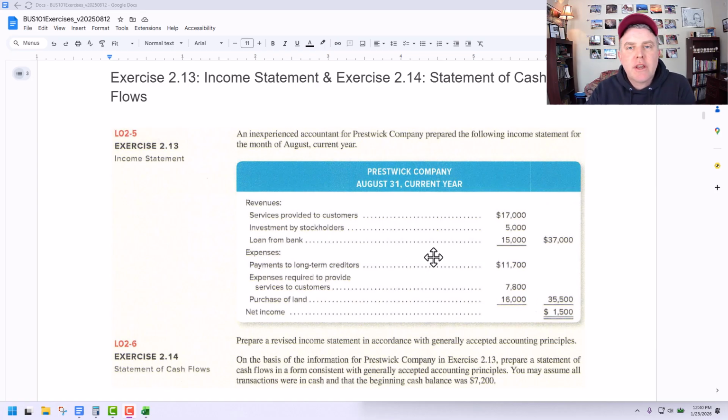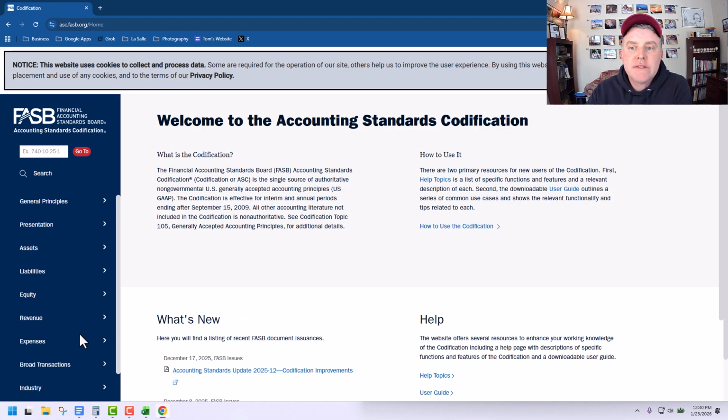Remember, generally accepted accounting principles are the rules of accounting. They are what we have to follow when we make financial statements. They tell us how to make the financial statements. This is what is called the Accounting Standards Codification. This is where we accumulate and store generally accepted accounting principles, where the GAAP rules reside. So we go to the codification.